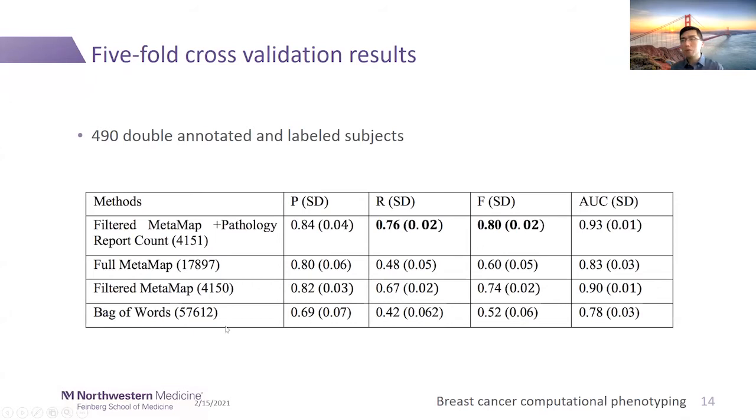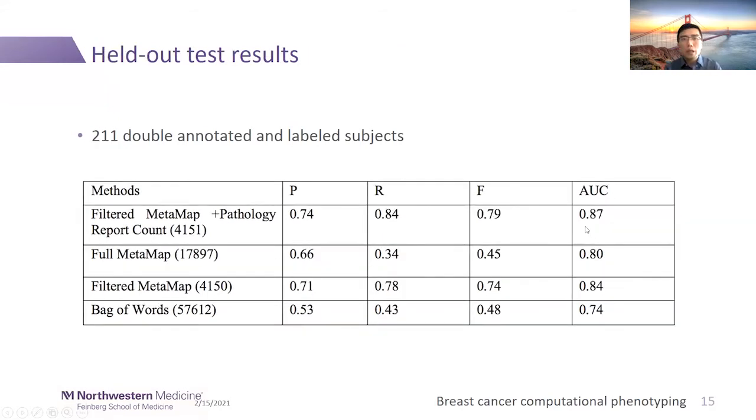And then for background words, those are the most number of features. And so we can see that if we just rely on the words themselves, you actually don't get such good performance. Your AUC is less than 0.8, which is regarded as the threshold of being good in typical machine learning algorithms. But by leveraging the unified medical language system and also further leveraging the observation that pathology report count really helps, we were able to boost our AUC on the 5-fold cross-validation up to 0.93. And then this is the held out test set. So we evaluated on 200 subjects, and we were still able to retain a pretty impressive AUC of 0.87.